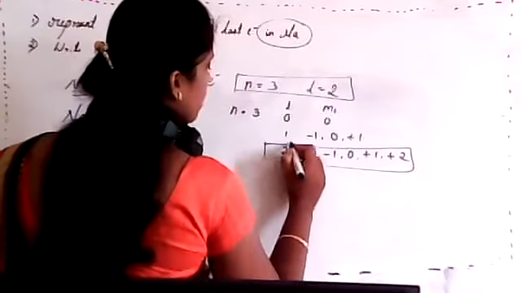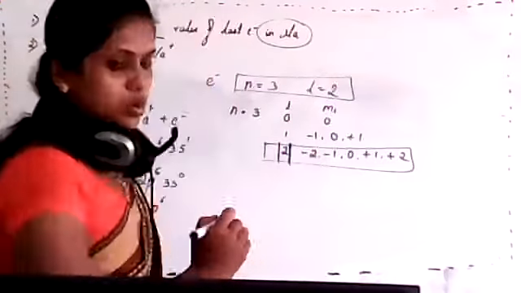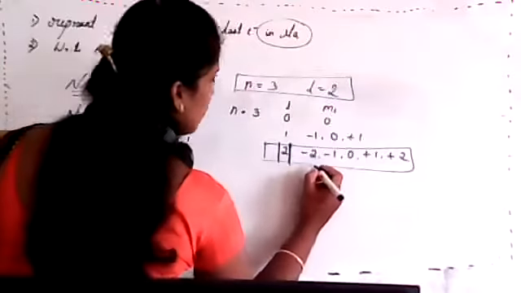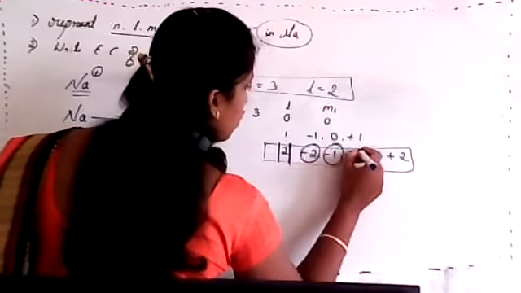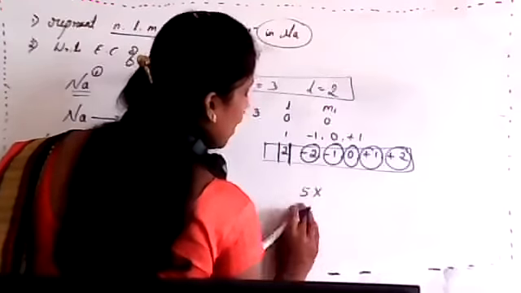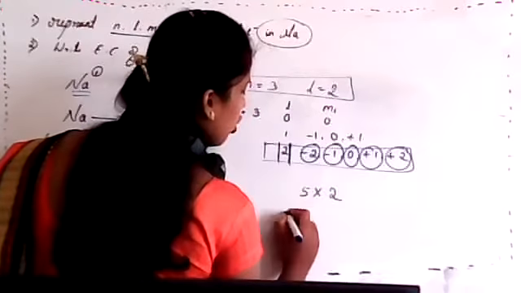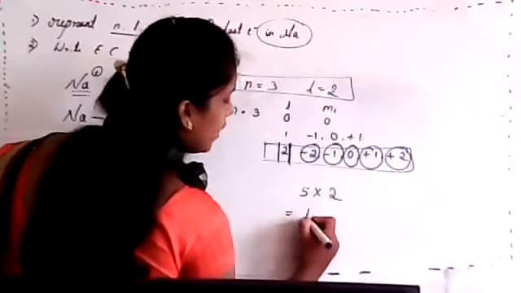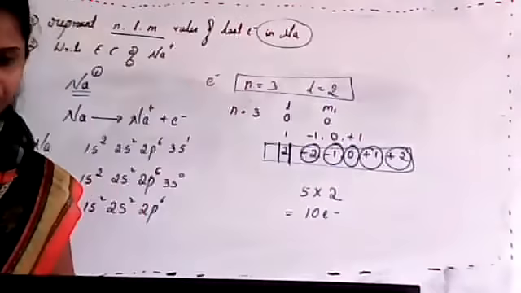When L equals 2, total number of electrons: 1, 2, 3, 4, 5. There are 5 orbitals, and the maximum number of electrons filled in one orbital is 2. That's why it is 10 electrons.